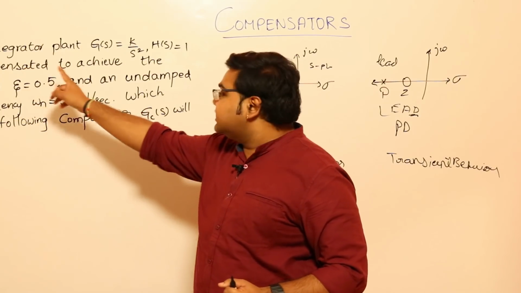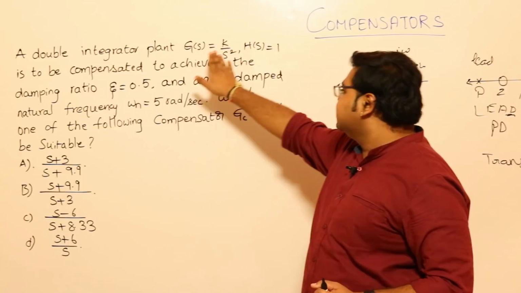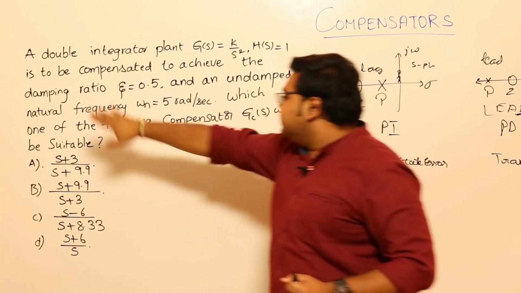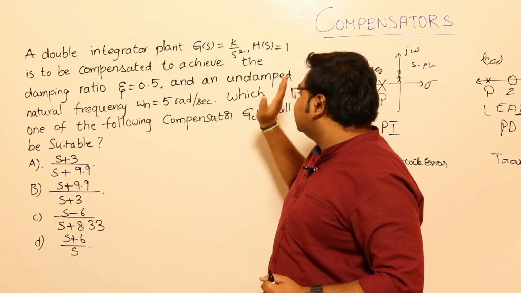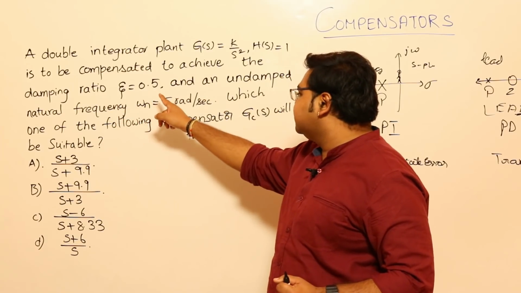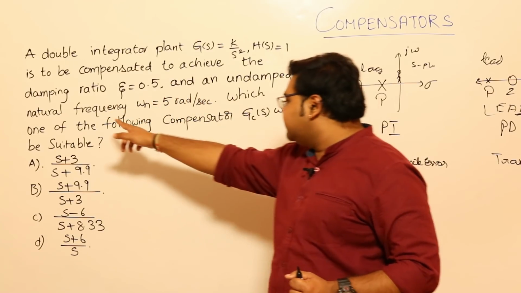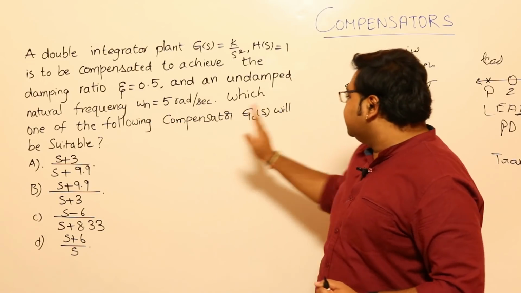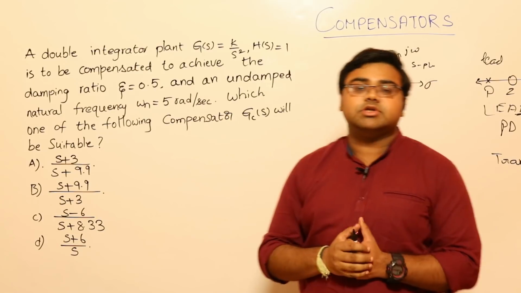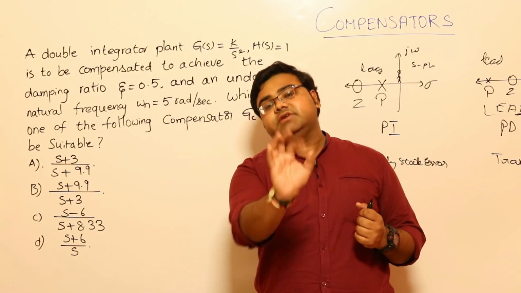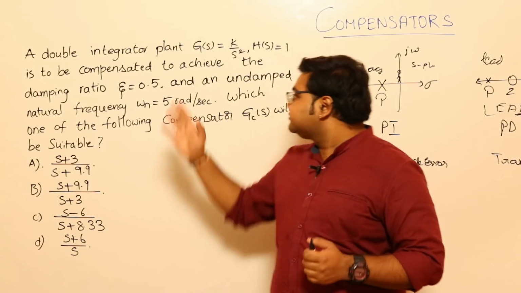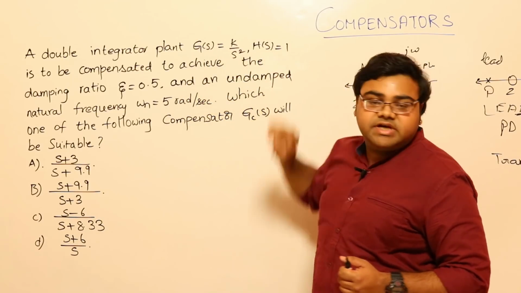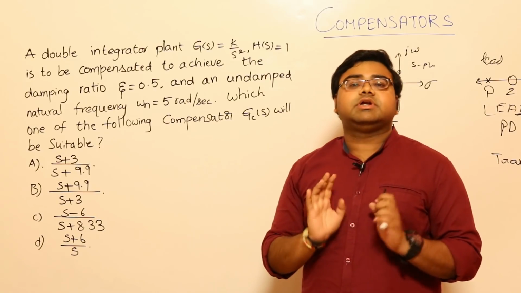A double integrator plant or a system has the following transfer function: G(s) = k/s², H(s) is 1. It is to be compensated to achieve the damping ratio η equals 0.5 and an underdamped natural frequency ωn of 5 radians per second. Which of the following compensators GC will be suitable for the job? Okay, first thing you have to do over here, he has given you the feed forward gain, he has given you the feedback gain. Find the overall transfer function.